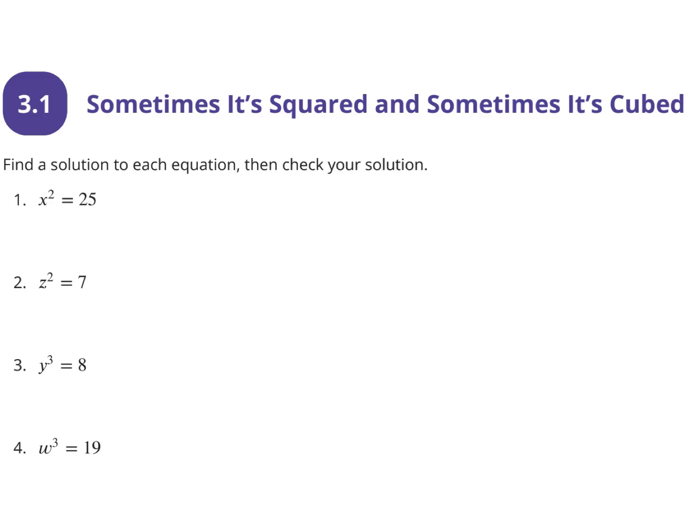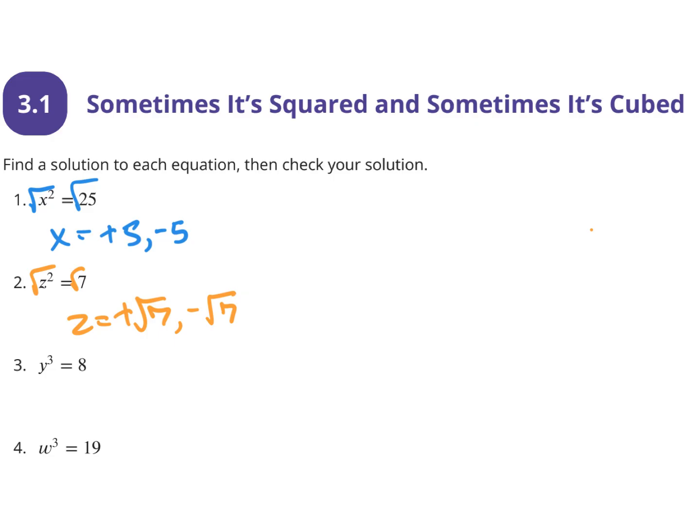Okay, let's look at our first example. Sometimes it's squared, sometimes it's cubed. Find a solution. To get rid of a term squared, we have to take the square root of both sides. When you take the square root of x squared, x pops out. And the square root of a positive number leaves +5 and -5. Z squared equals 7. We take the square root to get rid of the square. And z equals plus root 7 and minus root 7.